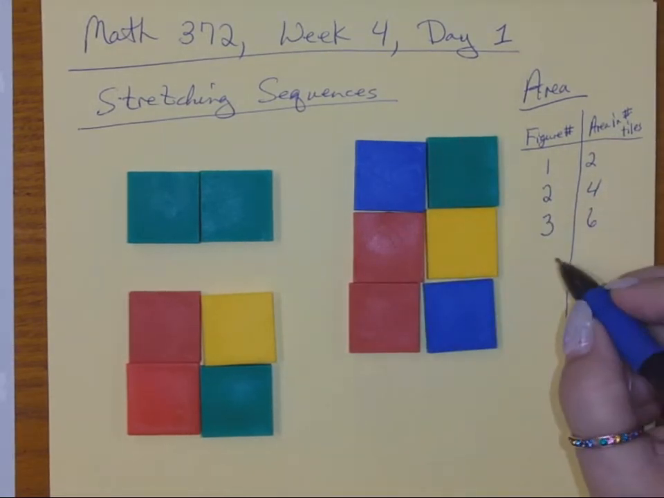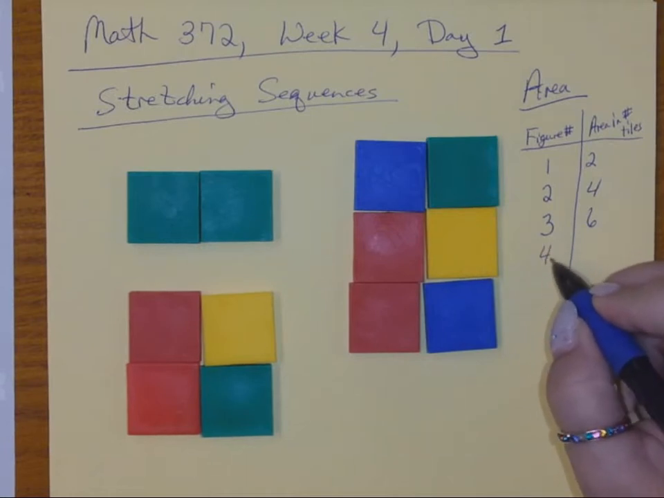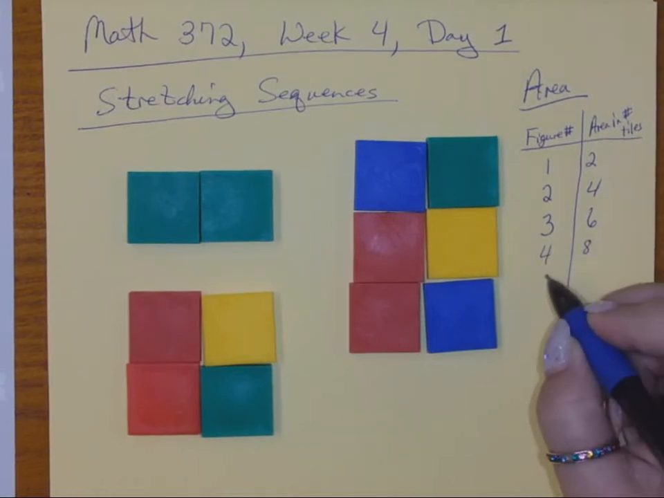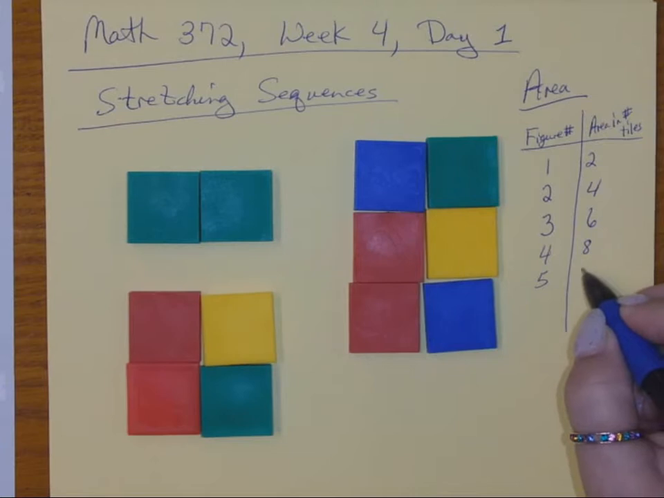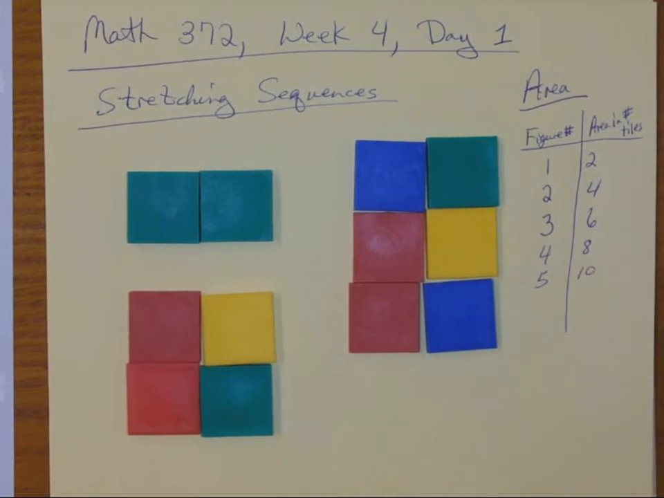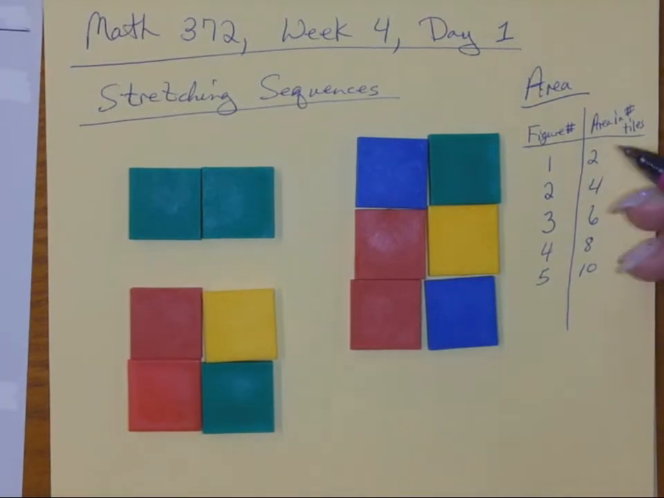And then, like I just said a minute ago, you know how many are going to come into the 4th picture. That would be 8. And the 5th picture would be 10. And I think it becomes pretty easy for us to see what's happening here as far as area. We're definitely adding by 2 each time, right?